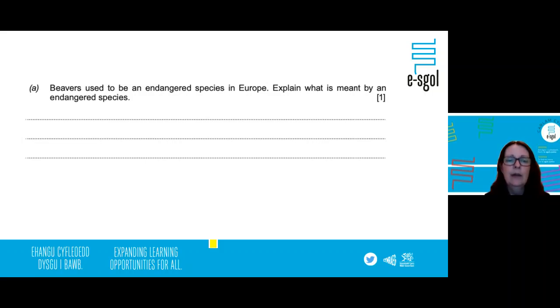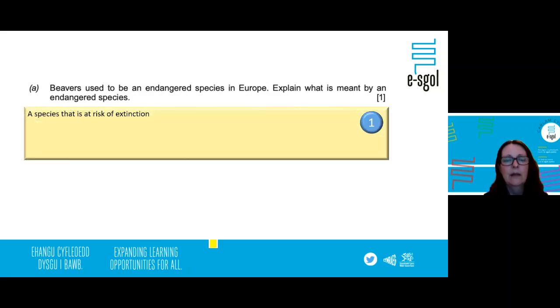So here's an opportunity to pause now, and then we'll have a look at what endangered means here in this context, and that is a species that is at risk of extinction. Okay, so one mark, very straightforward. Okay, endangered. Make sure that you know the difference between endangered and extinct.